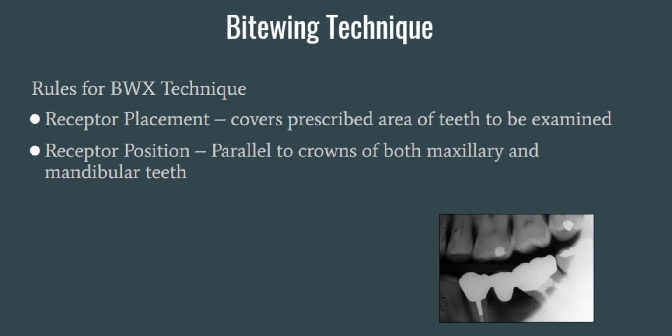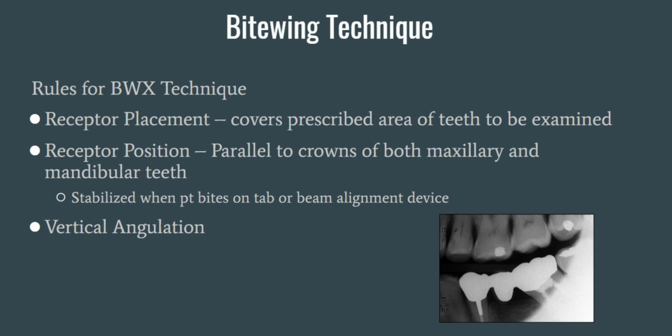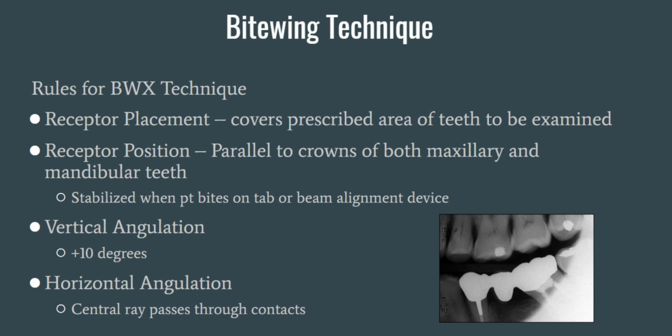Next, we have the receptor position. It should be parallel to the crowns of both maxillary and mandibular teeth. This will help stabilize when the patient bites on the tab or the beam alignment device or that film holder. Keep in mind with your vertical angulation, it should be at positive 10 degrees. And with your horizontal angulation, that central ray should be directly through the contacts.